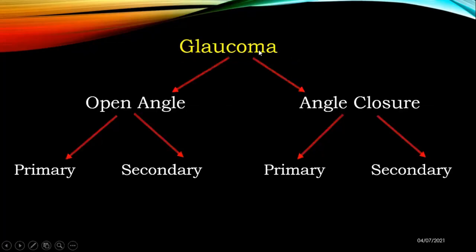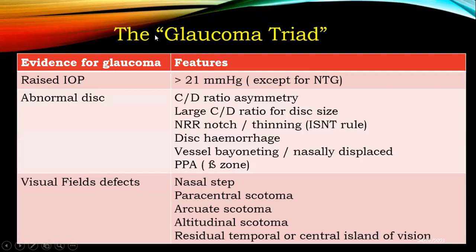This is a basic classification of glaucoma. It can be open angle or angle closure, depending on the openness or closure of the anterior chamber angle. And it can be primary or secondary. Angle closure can also be primary or secondary. So we can call it primary open angle glaucoma, or secondary angle closure glaucoma. There are so many causes for open angle and angle closure glaucomas, but this is the basic classification of glaucoma. And there is something called the glaucoma triad.